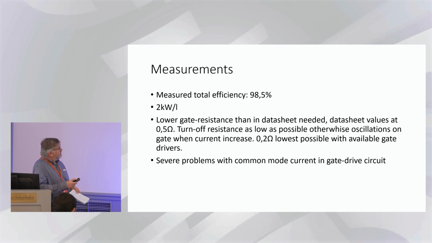Some notes we made. The gate resistance in the data sheets for this module should be in the range of 0.5 ohm, but it's possible to run with a higher gate resistance. We must have as low a gate resistor as possible, otherwise we get ringing on the gate, which is the opposite of what you are used to. You should have higher resistance if you have ringing, but we found the opposite. And as I said, we had severe problems with common mode current in the gate drive circuits.